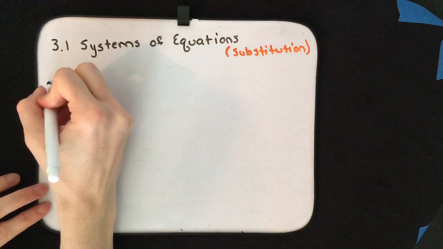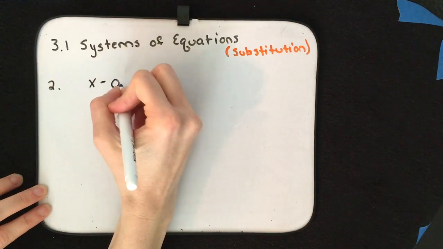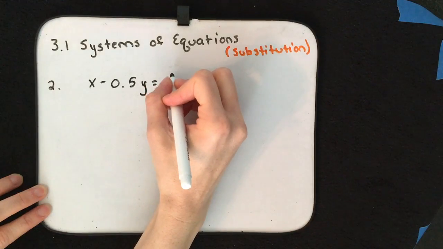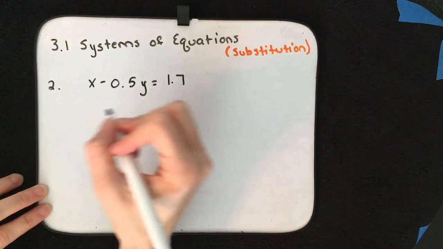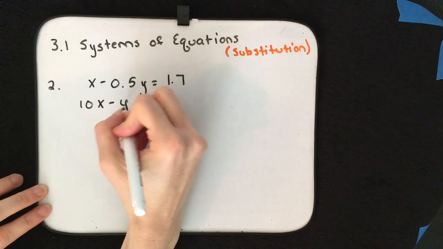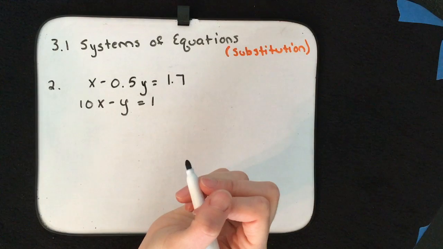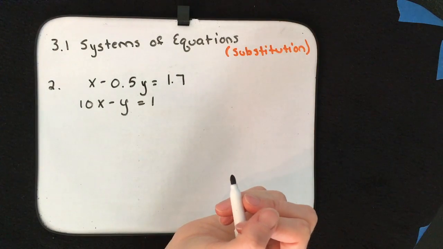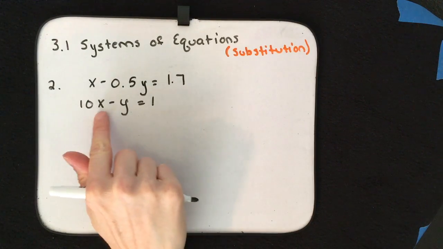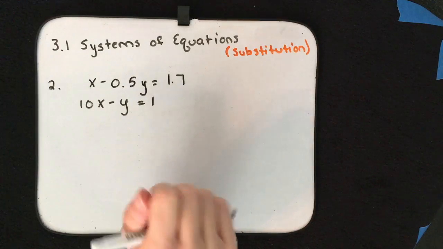Number 2. We have x minus 0.5y equals 1.7, and we have 10x minus y equaling 1. Well, what should we do here? I don't like these decimals, but I see a times 10 right here. So maybe if I put those in, I could get rid of those decimals.